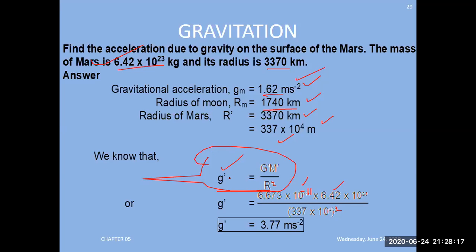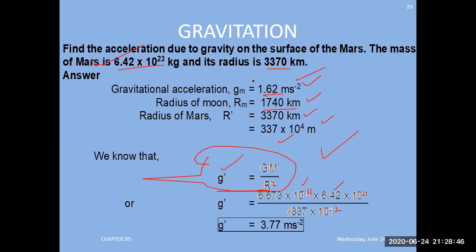This will be the formula. It is the same formula if you are calculating at the surface of Earth, and the same formula is used to calculate at the surface of Mars. You need to understand the radius of Mars and the mass of Mars, and then you put them in, and you will be able to calculate the value of g of Mars. So this is the formula to calculate.